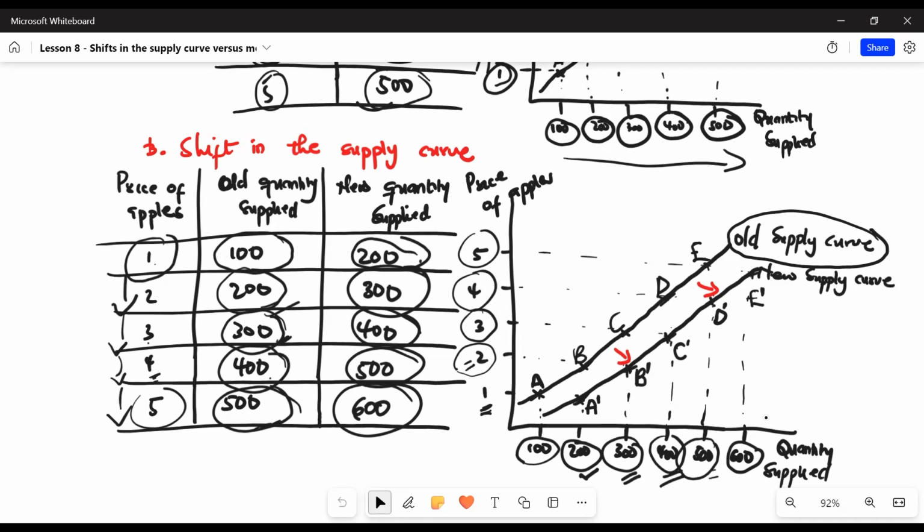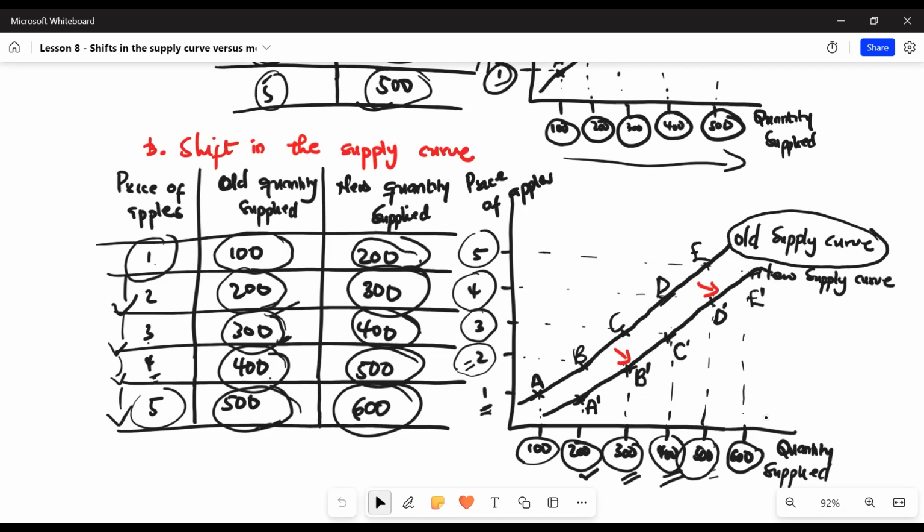So tracing each point on the old supply curve gives us the old supply, and the new point on the new supply curve also gives us the new supply. So this is what we mean by a shift in the supply curve versus movement along the supply curve.